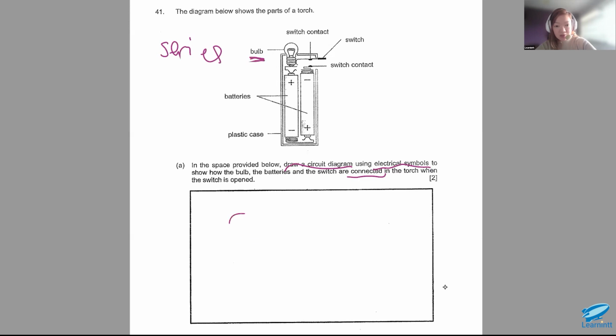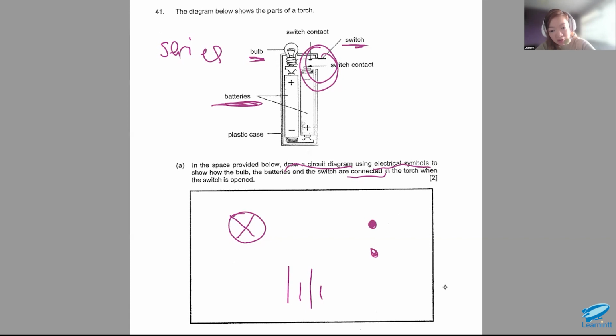So I'm just going to draw one bulb. And we have two batteries here, so I'm going to put my batteries here. Then over here, the switch, one switch. Is it open or closed? Open, right? Okay, so I'm just going to draw my switch. I want to make it bigger, remember? So I'm going to draw my switch here. I'm going to put it like this.